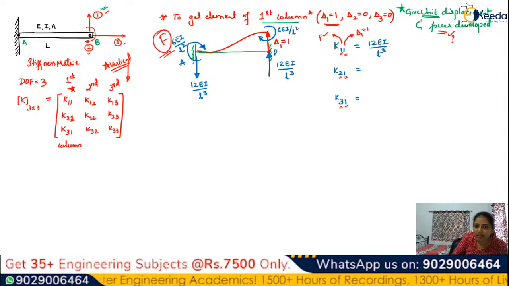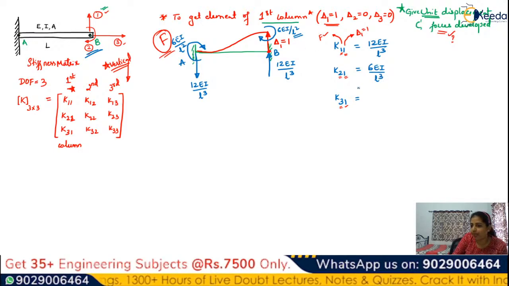This is point A, this is point B. So both the directions are same. This coordinate 2 and this are in the same direction. So the value here will be what? 6 EI by L cube. Understood? Then the last one is what?